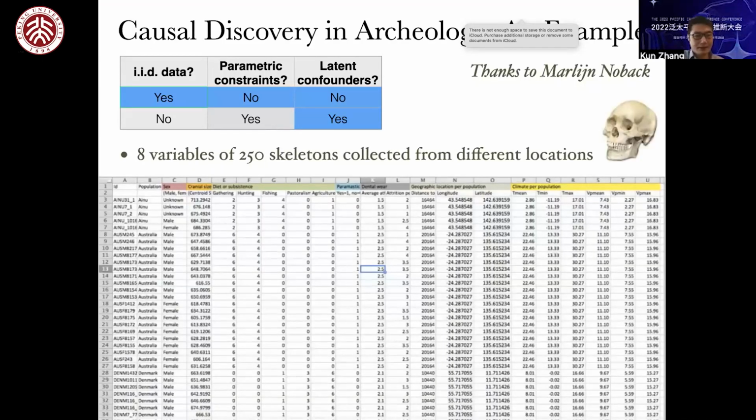This is the first example. Here, the data were collected by Marlin Novak. You can see we have 8 features and 250 data points. They wanted to see the causal relations among those features. And clearly, it's a very hard problem because first of all, we don't have temporal information. Second, we cannot really do intervention at all. And third, the relation can be very nonlinear, and we have no idea about it.